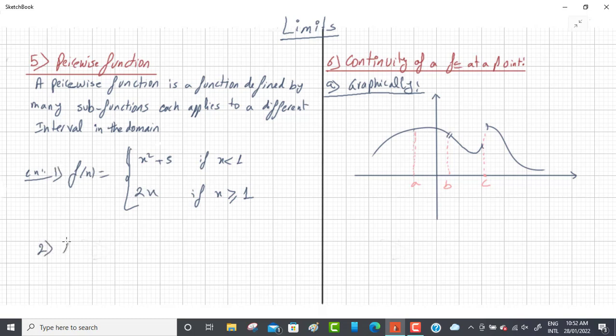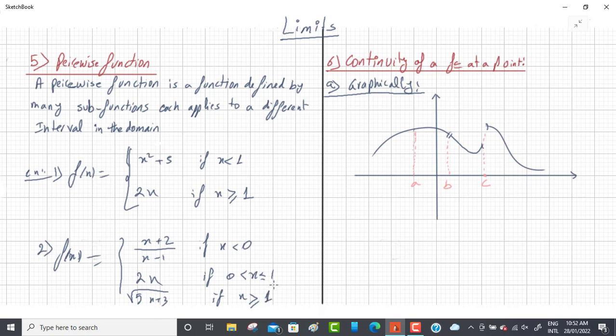Or another example, f of x equals (x plus 2) over (x minus 1) if x is less than 0, 2x if x is greater than 0 and less than or equal to 1, and the radical of 5x plus 3 if x is greater than or equal to 1. This is a piecewise function.